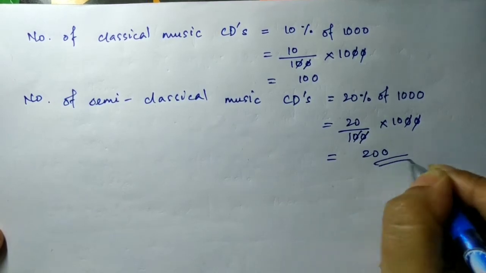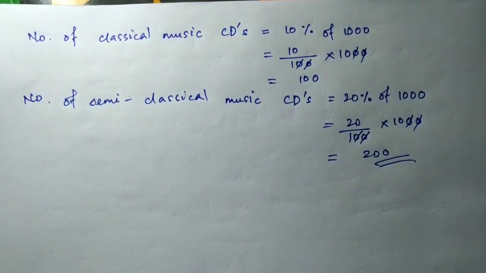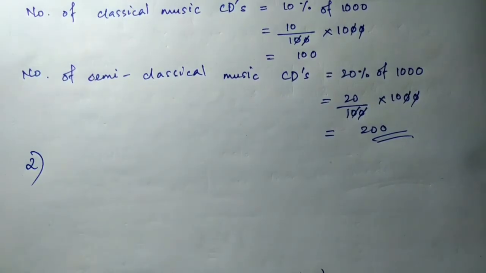So students, in this way we find out the requirements from a given pie chart. I hope it is easier. It is easy. You can do it this way. Now we'll move on to the next question, that is number 2. Now let us see what is given in question number 2.